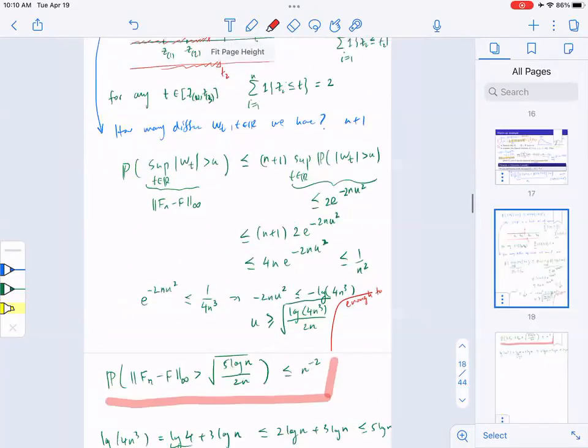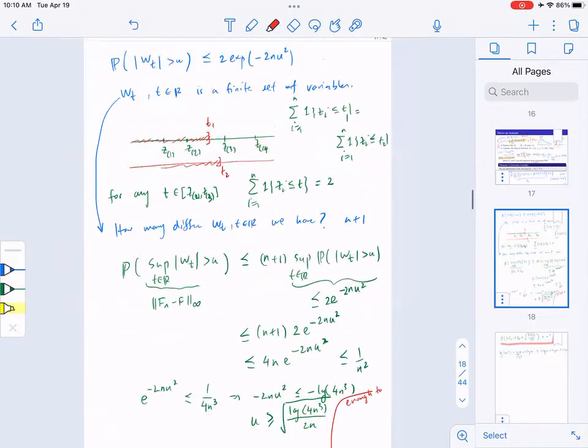So the main point was that this supremum over an uncountable set was reduced to a supremum over a finite set of random variables. And then this allows us to use the union bound there. So that's the idea of the VC dimension. This set of half intervals has VC dimension 1.